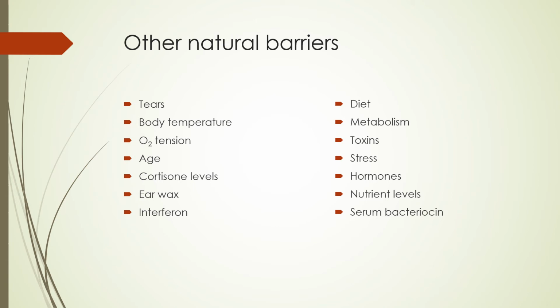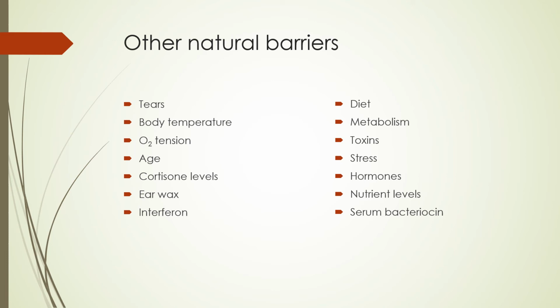We have oxygen tension. Anaerobes may be inhibited in areas like superficial wounds, but may be normal in the gastrointestinal tract. Age. Infants have an immunity that is not yet fully developed, and the elderly immune system is not very efficient. And so that is why people that are very young or people that are very old are more likely to develop infections. We have our cortisone levels. This is an adrenal hormone that actually decreases the inflammatory response.